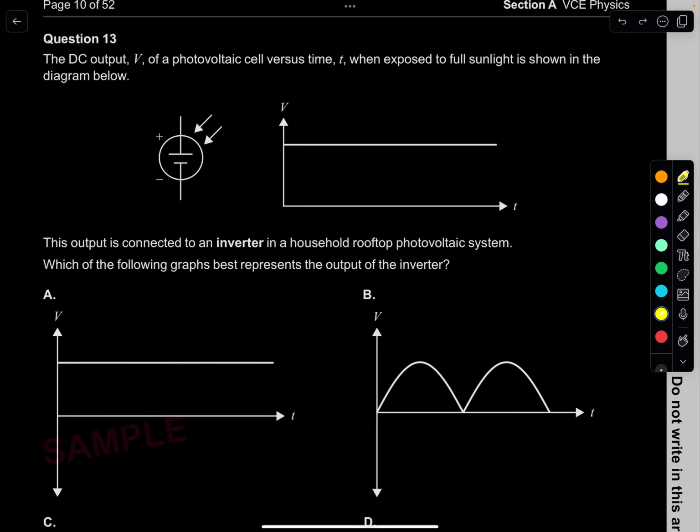The DC output voltage of a photocell, photovoltaics. This is new in the study design. Please learn this. Photovoltaics is new in the study design, and I can guarantee you that in your next exam it's going to be in your exam. So make sure you know photovoltaics.